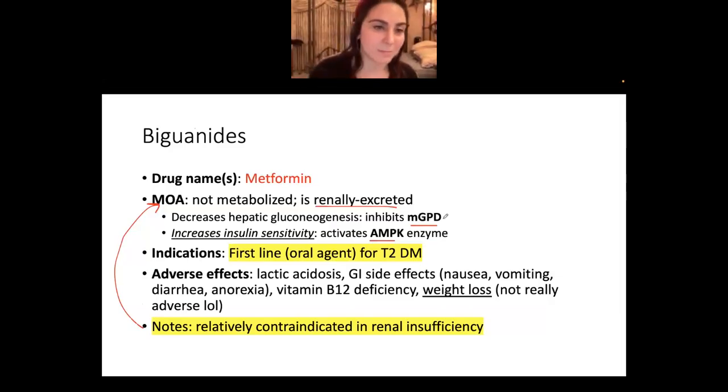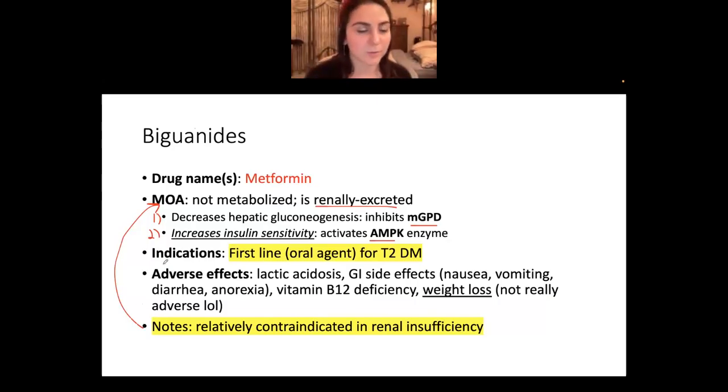They're not going to say MGPD in a prompt. They'll write out the full name, and you're like, oh, that's MGPD. AMPK, they'll just write AMPK. Sometimes they'll ask what does it inhibit, what does it activate. Sometimes they won't do that. They'll just say, how does metformin work? And they'll have a list of answers, like it decreases hepatic gluconeogenesis, it increases insulin sensitivity, it increases insulin release. It'll have a bunch of those listed and you need to know which ones metformin does.